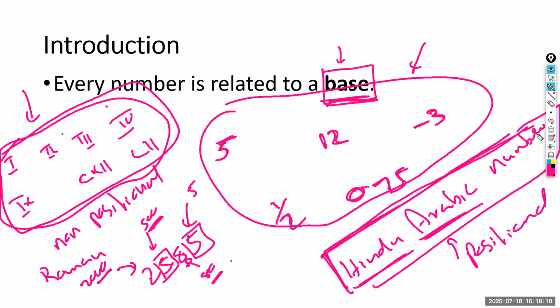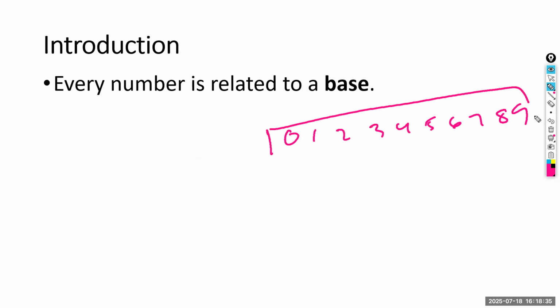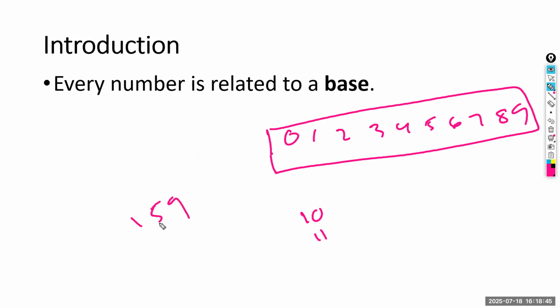And as humans, our preferred number base is base 10. Right? Our preferred number base is what? Base 10. In base 10 numbers, we have 10 digits: 0, 1, 2, 3, 4, 5, 6, 7, 8, 9. So when it comes to 10, you can write that using these digits, or any number you can write using these digits. This is our 10, 11. So this is 159.